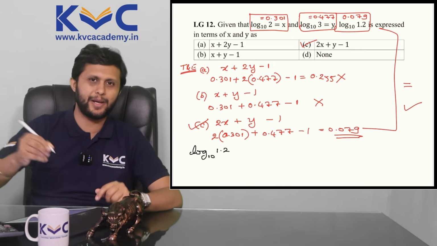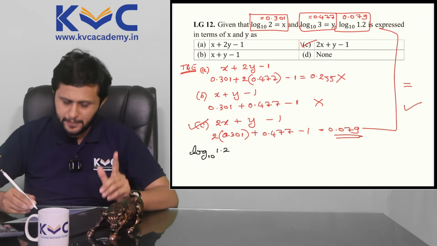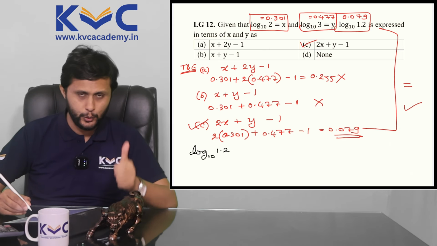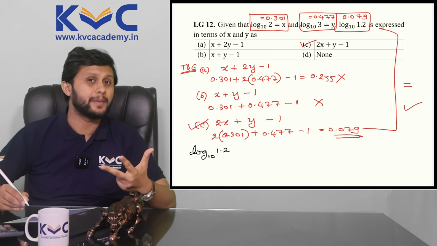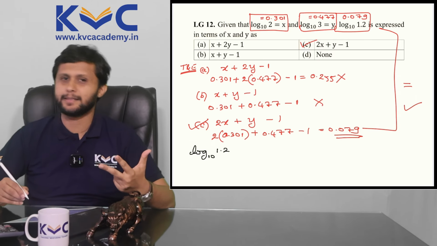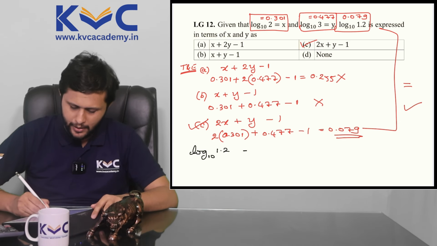I know the answer of that. Log a to the base a is 1. Log 10 to the base 10 is 1. So the numbers that I can use are 2, 3, 10. And remember, you can always use 1 because log 1 to any base is 0. But for now, these three numbers are enough for us. How to express 1.2 now?